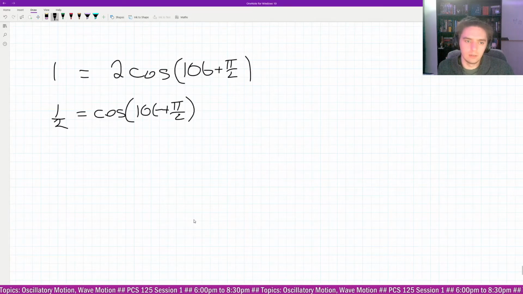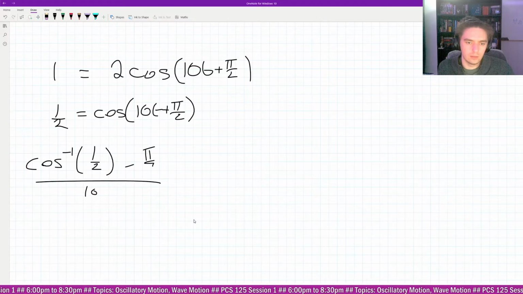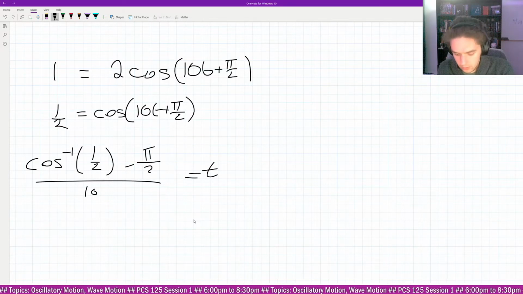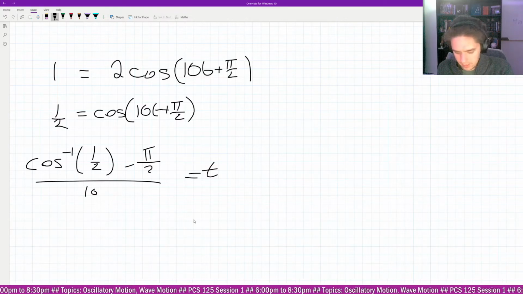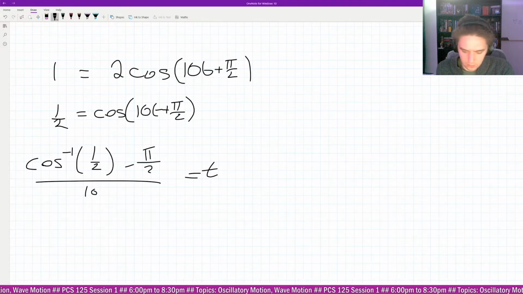And then I just say cos inverse of a half minus pi over 2 over 10 equals t. Let's see if that works. So cos inverse of a half minus pi over 2 over 10. I got not the answer.